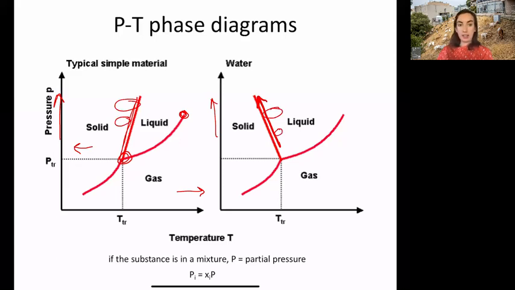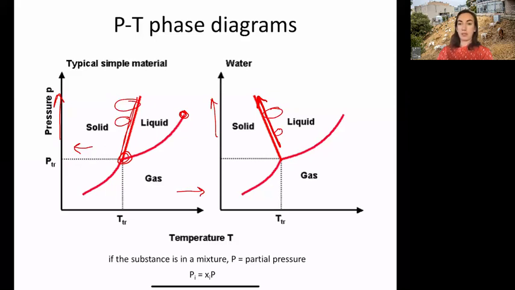And the last thing to note on PT diagrams is that for this discussion section, we'll be doing pure component phase diagrams. That means this is just water or just X or whatever other simple material we have. But we can extend these to mixtures.